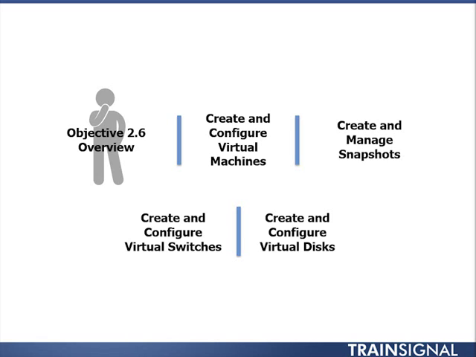The next is to create and manage snapshots. Snapshots let you roll a computer back in time. It's pretty amazing. The third is to create and configure virtual switches. Virtual switches, they're talking about network switches, basically like hubs which link multiple computers together. It's another component that can be completely virtualized in the virtual machine environment. The last sub-objective, create and configure virtual disks, which is exactly what it sounds like.